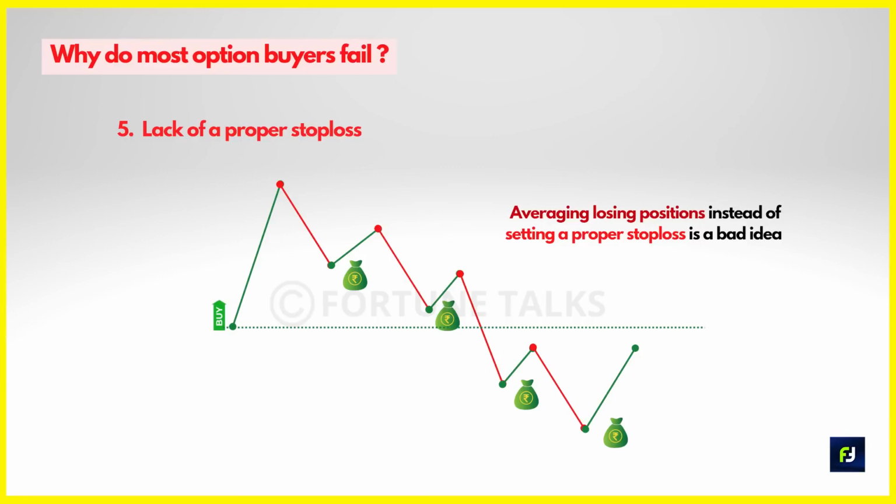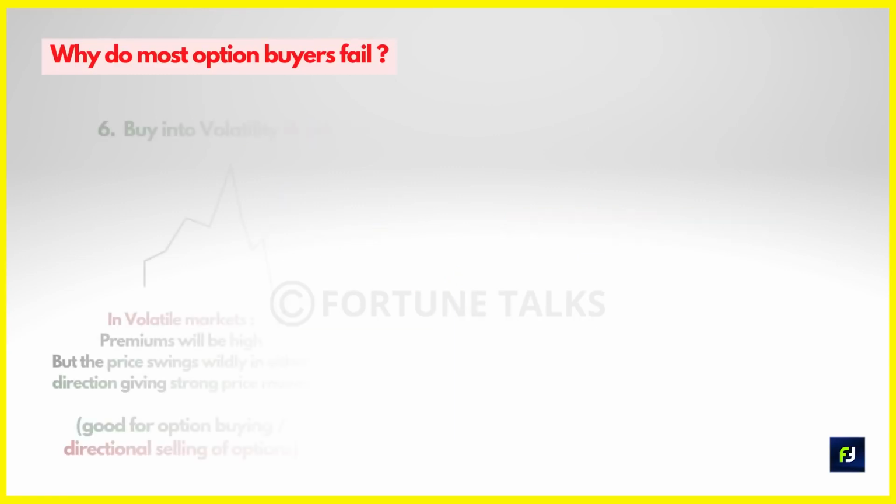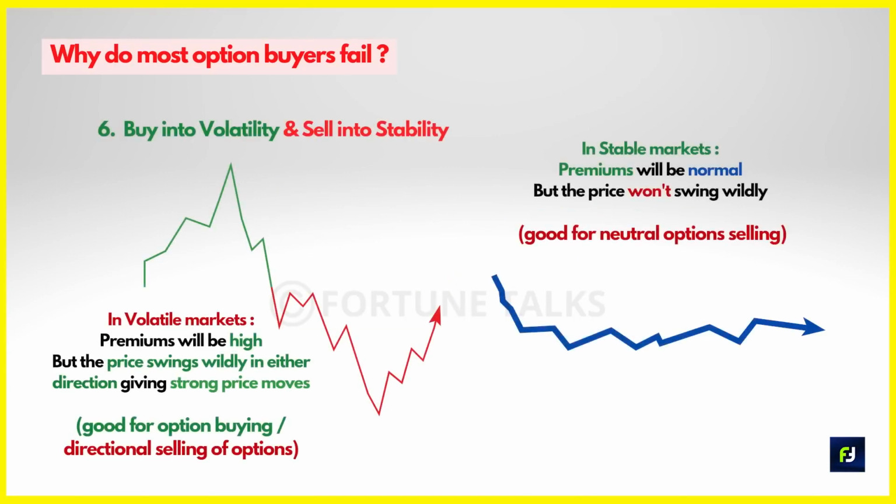So for ATM and OTM options, the stop losses will be different. And the golden point that most traders, be it option buyers or option writers, miss out is that in options, you need to buy into volatility and sell into stability. See, when markets and stocks become volatile, options become more valuable as the premiums rise. In short, volatility means that the stock or the index can swing wildly in either direction.